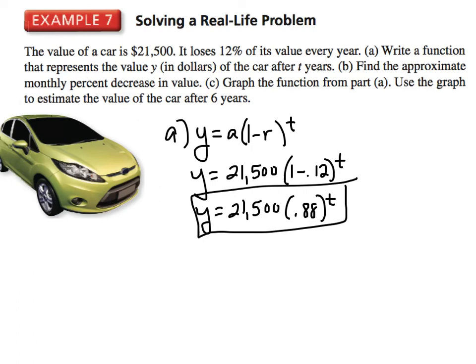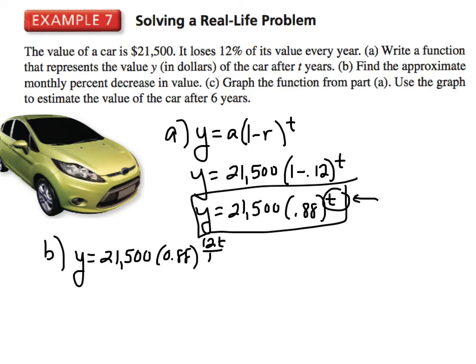Now part B says find the approximate monthly percent decrease in value. So this gets a little tricky. I'm going to rewrite it. Since I'm talking about monthly, I'm going to take the time, which is right here, and rewrite it as 12t over 12, because that's the same as t. We're talking about monthly. And then I'm going to separate it. I'm going to take the 1/12 and use the rules of powers of exponents, and bring it inside.